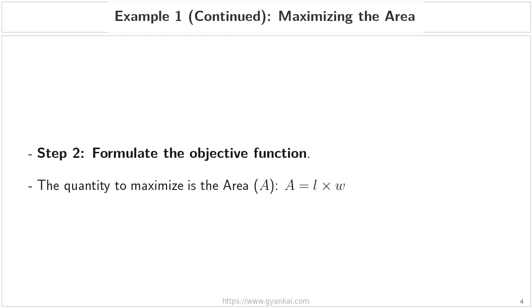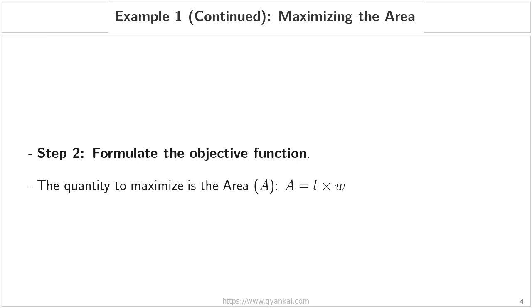Example 1 continued, maximizing the area. Now that we have established our constraint from the previous slide, let us move on to step 2, which is formulating the objective function. In this specific problem, the quantity we are looking to maximize is the area, which we will represent as capital A.